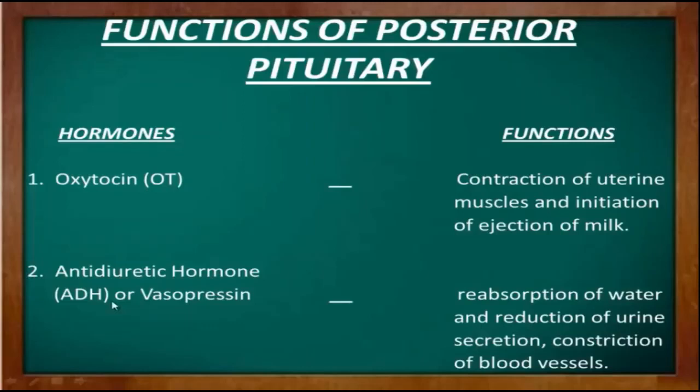Deficiency of ADH reduces reabsorption of water and causes an increase in urine output. That condition is known as polyuria. This deficiency disorder is called diabetes insipidus. How does it occur? Because of the deficiency of ADH, it reduces the reabsorption of water and causes an increase in urine output. That disorder is known as diabetes insipidus.